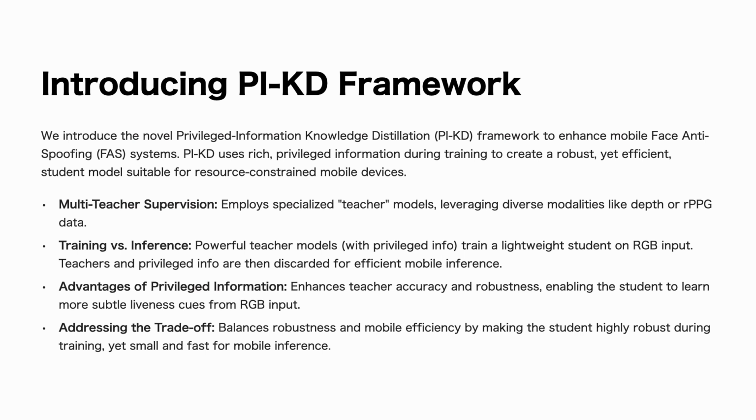We balance between training versus inference. Powerful teacher models with privileged information train a lightweight student on RGB input. Teachers and privileged information are then discarded for efficient mobile inference. Privileged information enhances teacher accuracy and robustness, enabling the student to learn more subtle liveness cues from RGB input. And we are addressing the trade-off by balancing robustness and mobile efficiency, making the student highly robust during training, yet small and fast for mobile inference.